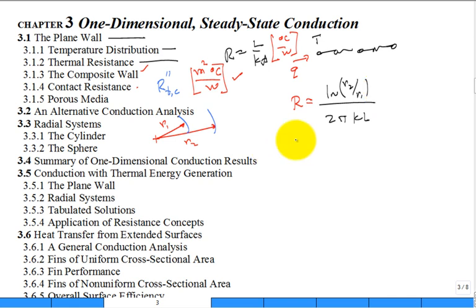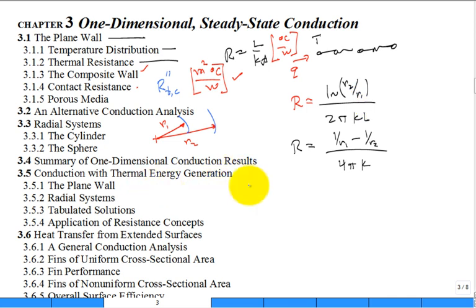And then for a sphere, you have the same concept. On a piece of paper, it looks like the same R1, R2, but it's now a spherical coordinate system. You have 1 over R1 minus 1 over R2, divided by 4 pi K. All right, so you can do conductive networks in series where you have layers of insulation on a pipe or layers of insulation on a spherical tank, and that works as well.